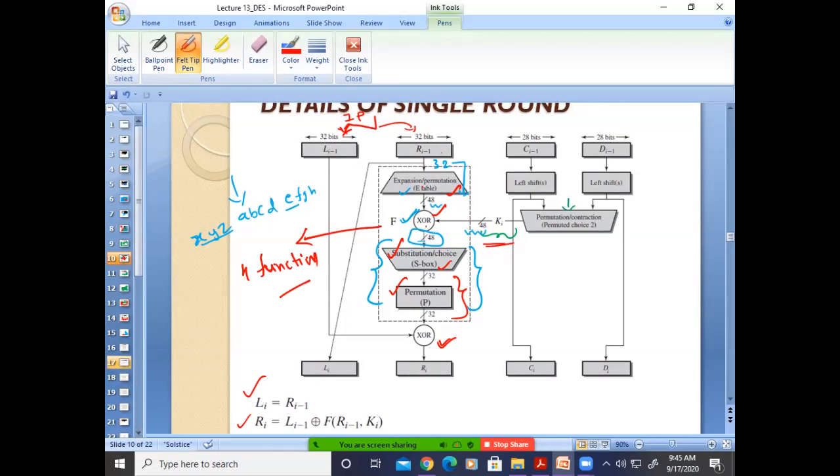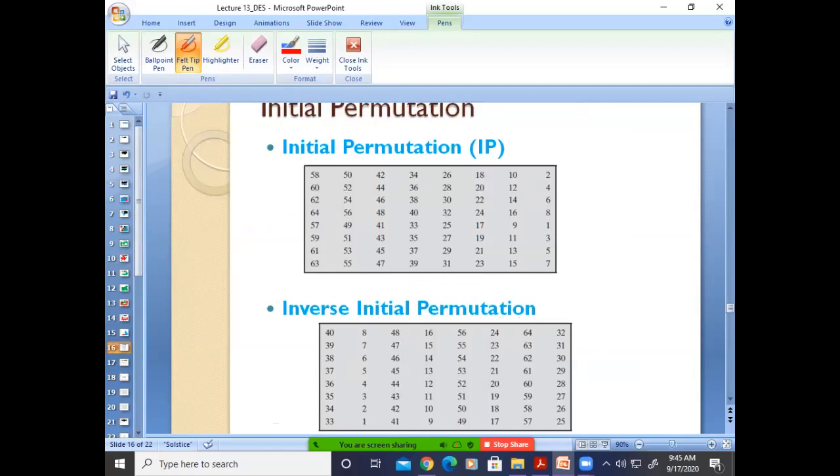So that I will explain by using tables. This is the initial permutation. 64 bits will be rearranged. That means the first bit is replaced by the 50th bit, the second bit is replaced by the 50th bit. So 8 by 8, total 64.